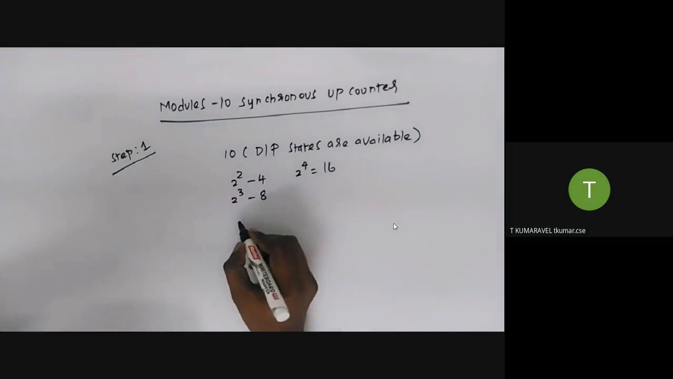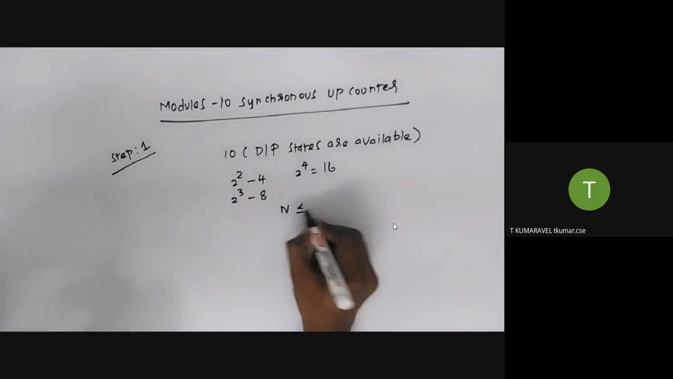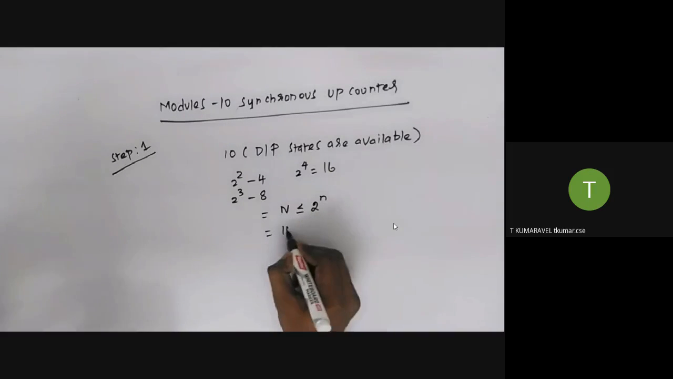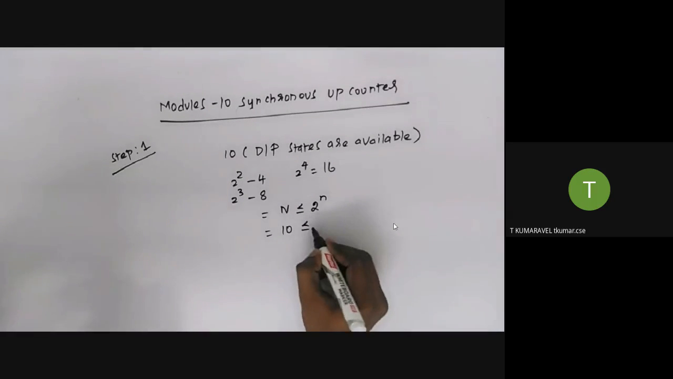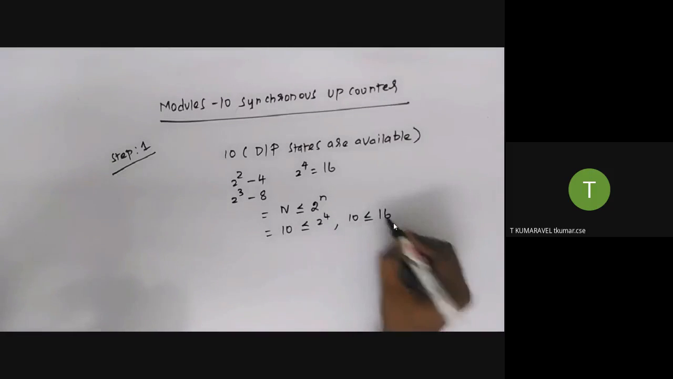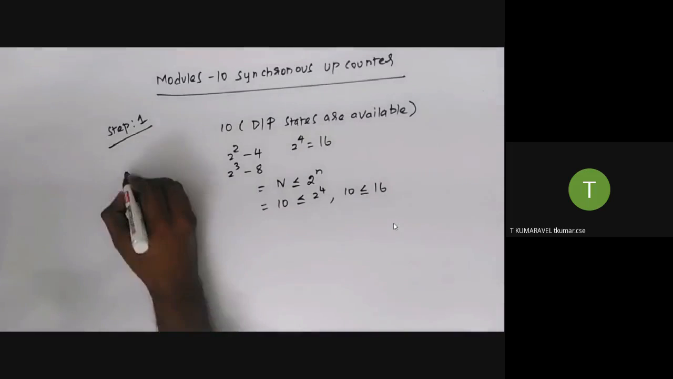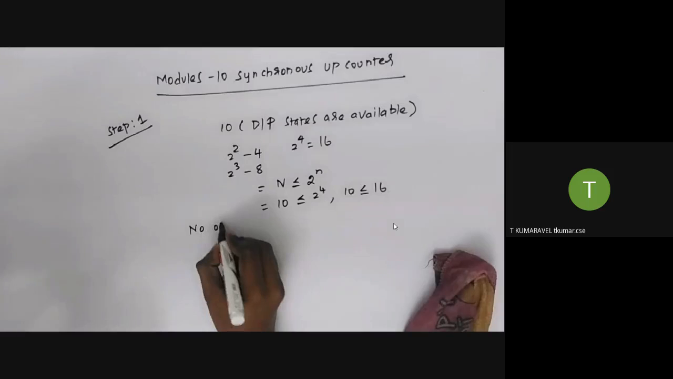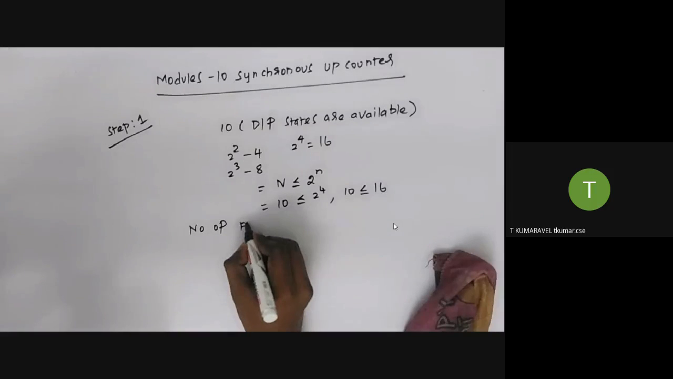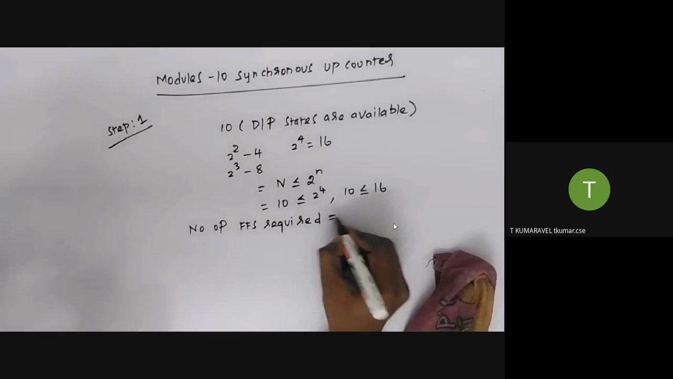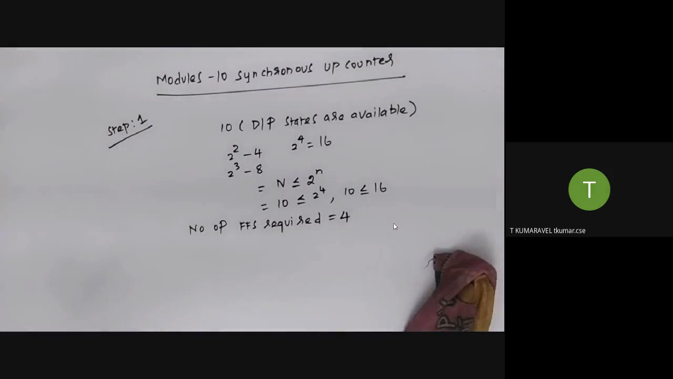So the formula for this is N less than or equal to 2 power n. That is the formula. I require 10 states, so 10 is less than or equal to 2 power 4, that is nothing but 16. So now the condition is satisfied. How many bits are required? How many flip-flops are required? The number of flip-flops required is 4. Is it okay for you? Yes, sir.